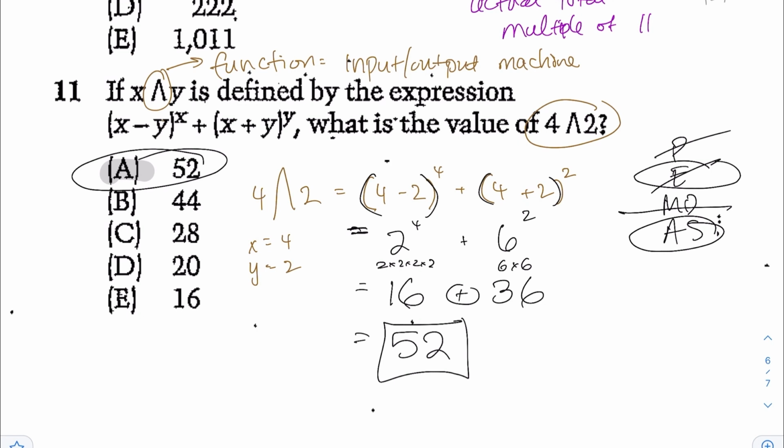So here you actually have a function question, and the function is just an input-output machine. Just follow the rules here. Substitute or replace each of the variables with the actual numbers. In this case, x is equal to 4, y is equal to 2. And then just use the order of operations, Please excuse my dear Aunt Sally, to help you solve for the expression.